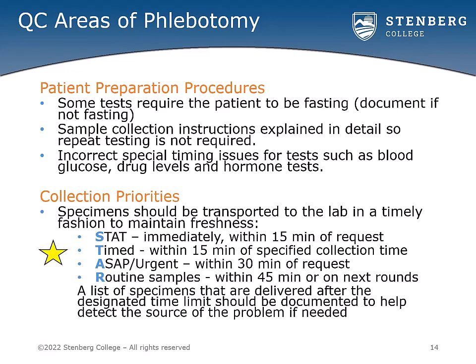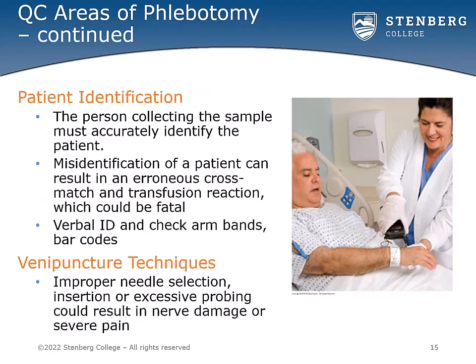The lab must keep a list to document specimens that are delivered to the lab after the designated time limit to help detect the source of the problem and take corrective action if necessary. Another critical QC area for phlebotomy happens during patient identification. The phlebotomist must always accurately identify the patient. Misidentification of a patient can result in an erroneous cross-match and transfusion reaction, which could be fatal to the patient.